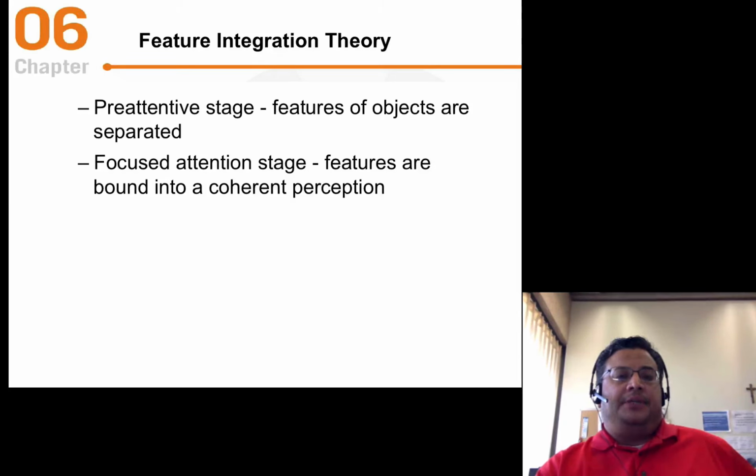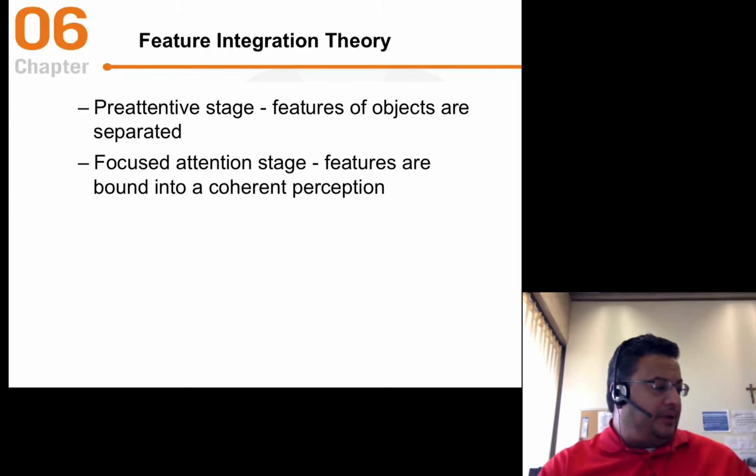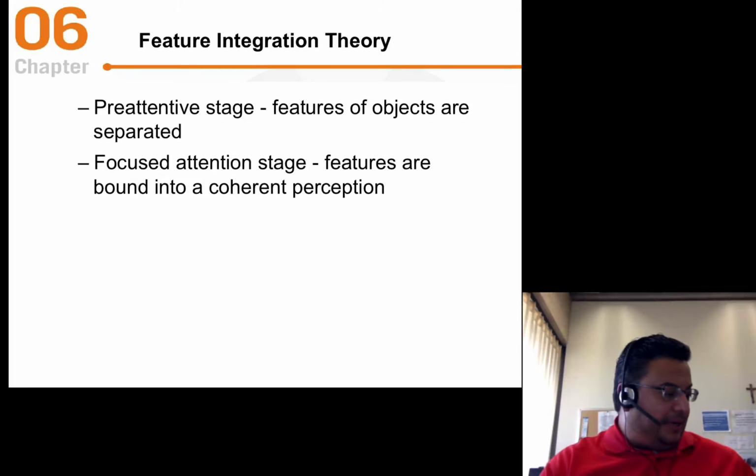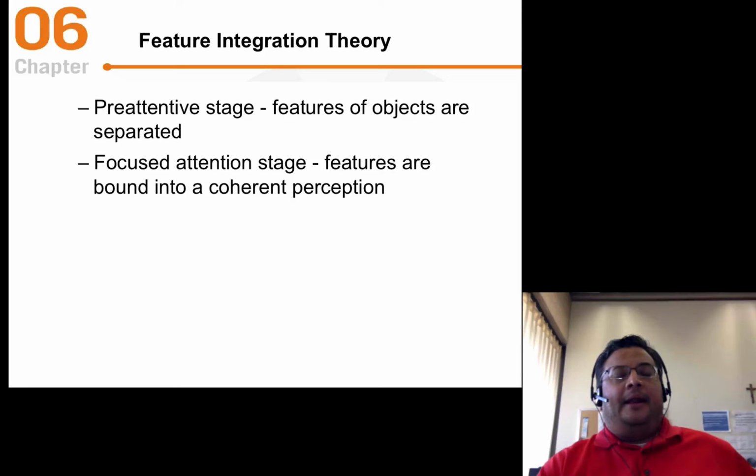Now we know that objects are analyzed and broken up. We know that they are analyzed into different features. And according to feature integration theory, this takes place during the pre-attentive stage. In other words, before the object is brought into our attentional focus, before it's brought into attention, there's a lot of analysis that goes on of that object. The features of the object are analyzed, broken down, and are going to be used for the later stage.